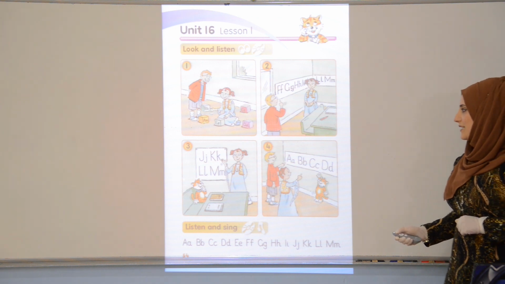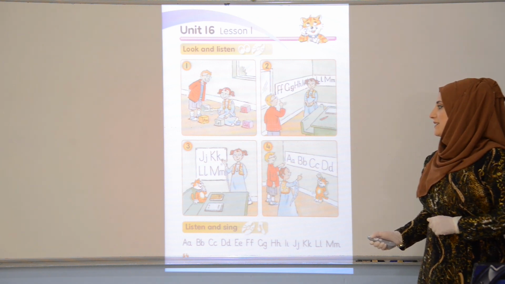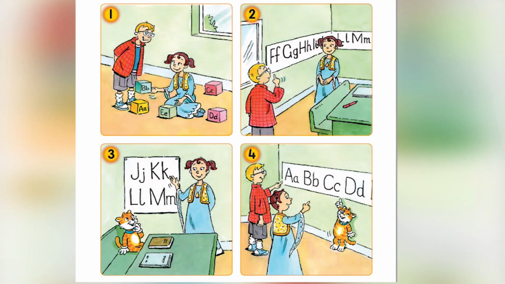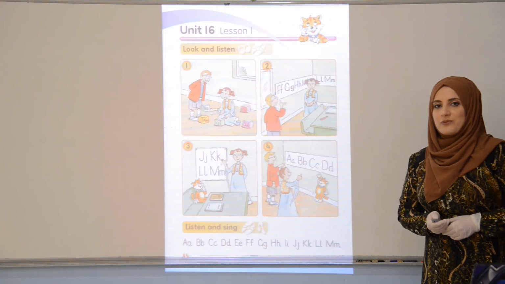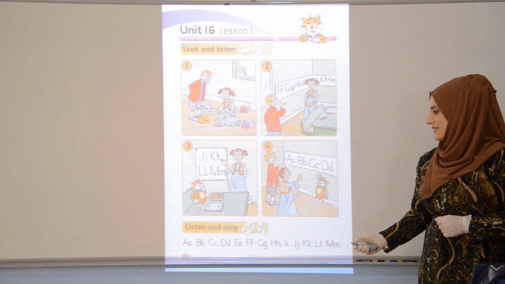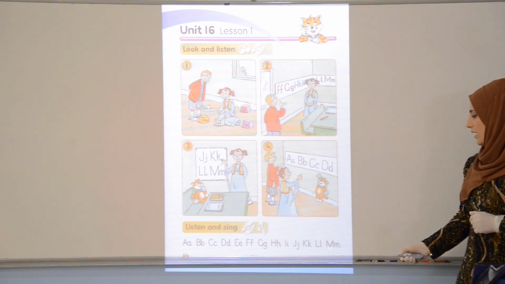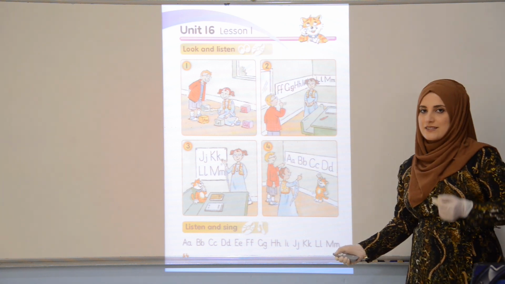Picture 3, look at Aveen and Kitty. Okay, look at J for jam and K. Kitty says K is for kitty. L is for lion, M is for mouse. Picture 4, look at Aveen, Sam, and Kitty. They are saying the alphabets. Okay? Okay, student. Now we have listen and sing. We have the alphabets from A to M. Now listen to the song and sing it, please.